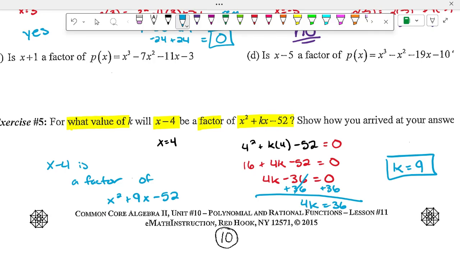So here's what we're going to do next. Take out that packet that I had you guys grab. All right. So take out that packet that you guys had to grab, the quadratic review.